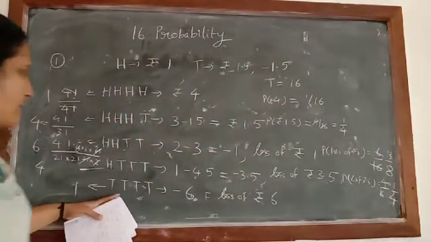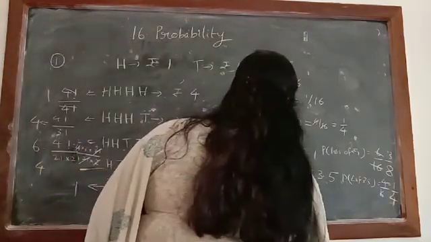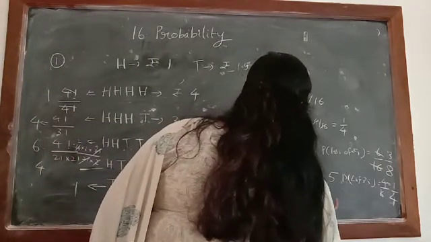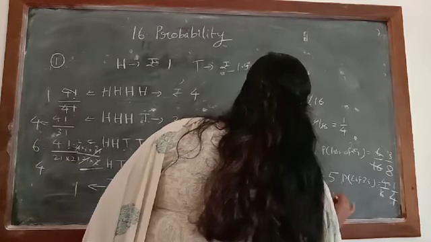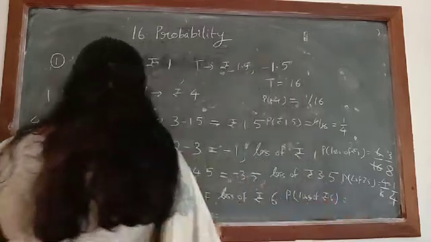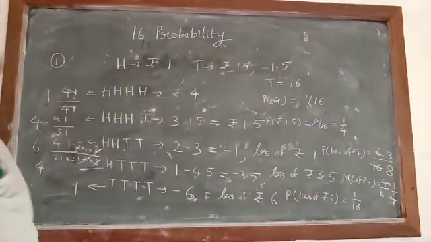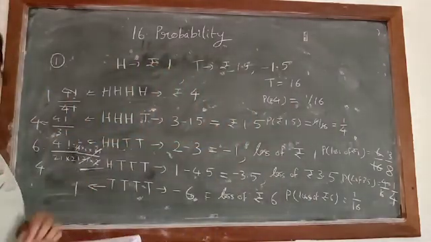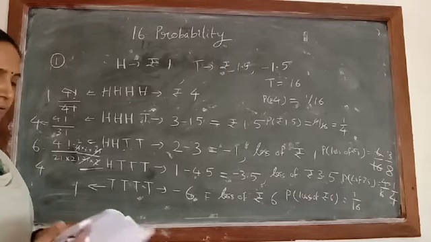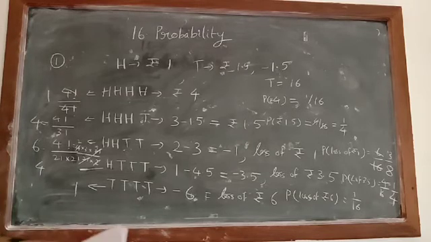And at last, probability of loss of rupees 6. How many times do we have that event? 1 time only. So its probability will be equal to 1 by 16. So I hope this question is clear. Okay, now we can take the next question.